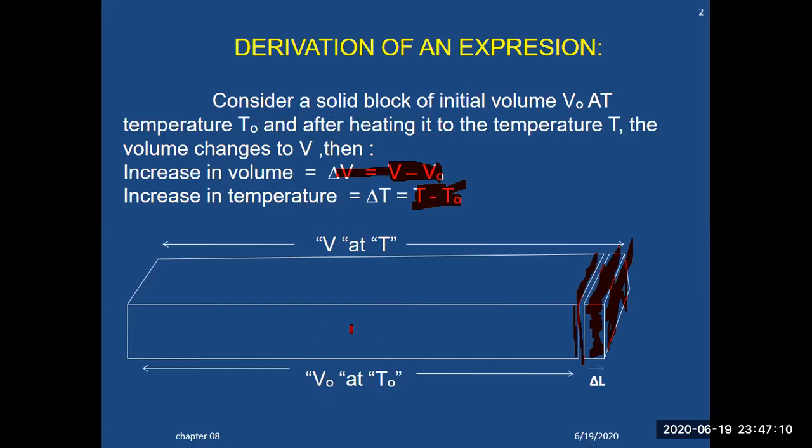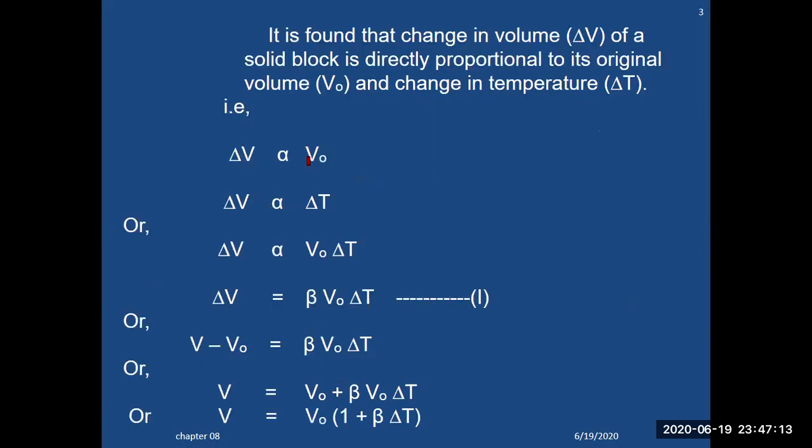This is basically called volumetric expansion. Mathematically, the change in volume of a solid block is directly proportional to its original volume and to the change in temperature. Combining these two, we get del V directly proportional to V naught del T. Introducing the proportionality constant, which is the coefficient of volumetric expansion beta, del V is equal to beta V naught del T.